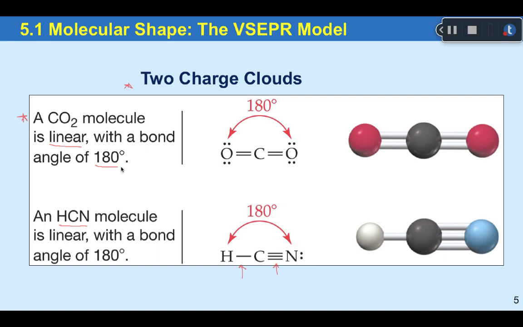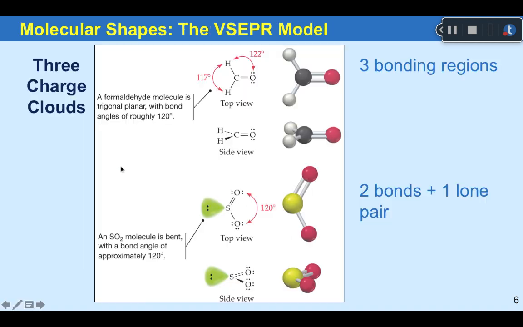Notice that the lone pairs of electrons on oxygens in carbon dioxide or on nitrogen in HCN have no bearing on carbon because they're not on carbon. So we're looking at the geometry around carbon for these examples. If you go from 2 to 3 charge clouds, then what results? Well, the first compound is called formaldehyde. Its formula is CH2O, and it has the carbon in the center, and it has single bonds to each hydrogen and then a double bond to oxygen.